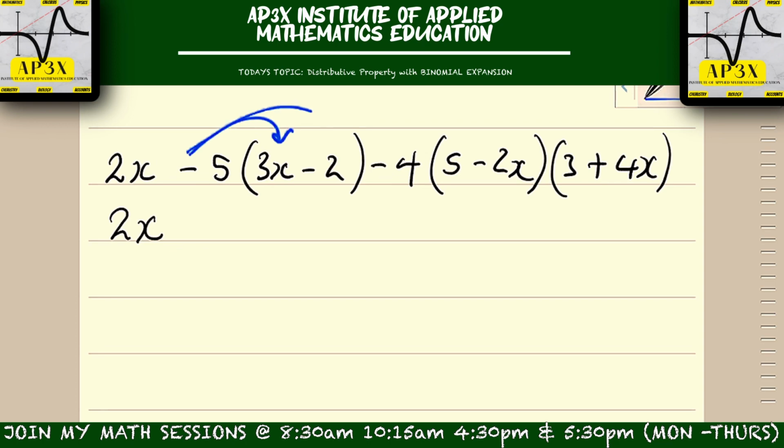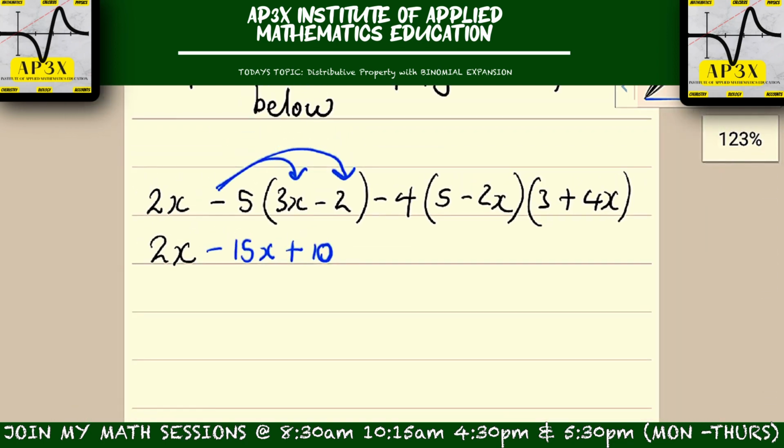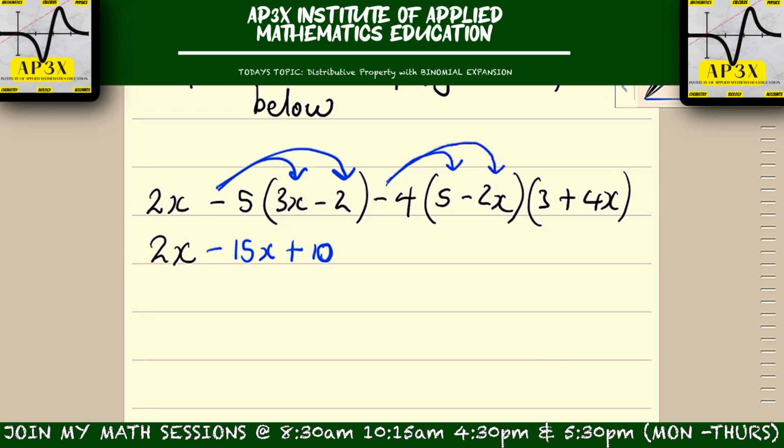So minus 5 gets distributed here and here. So minus 5 times 3x is minus 15x, and minus multiplied by minus gives us a plus. 5 times 2 is 10. Okay, all right, and then now here's where the big mistake happens to a lot of fundamental students. Once they see this, the temptation would be to say here minus 4 times 5 minus 4 times 2x.